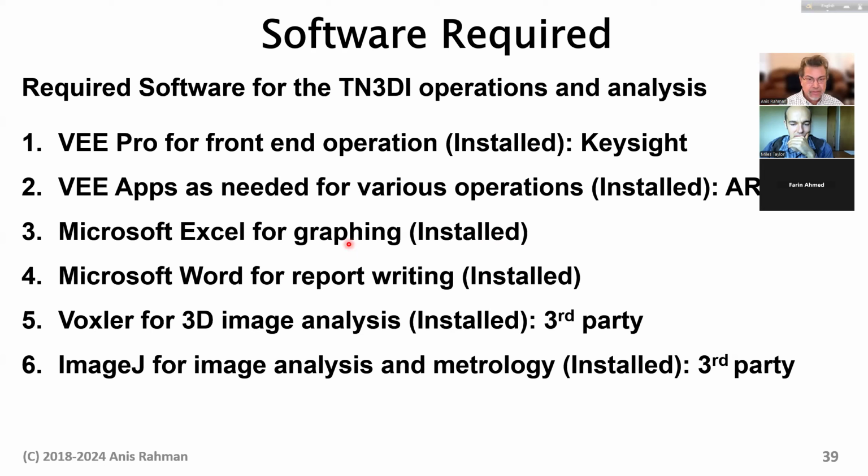And of course, Microsoft Word is very useful for writing reports. And there's third-party software called Voxler. That's for three-dimensional image generation, manipulation, and all of those things. And there's a public domain software called ImageJ, and we use that for quantitative measurements. If you end up doing a project, I will encourage you to install one of these. This is public domain, ImageJ. That way you can do something hands-on.